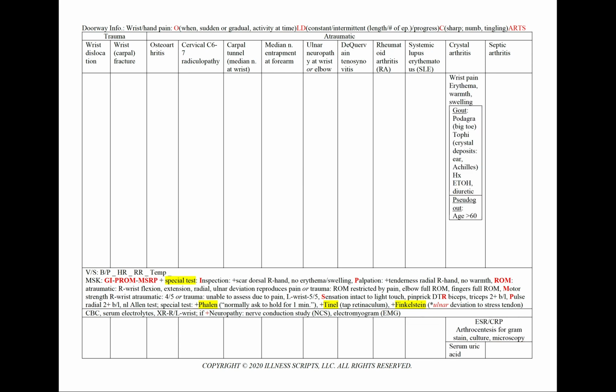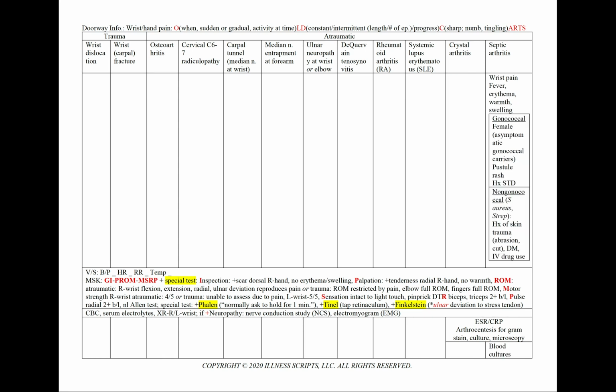In crystal arthritis, we'll find wrist pain, and now with erythema, warmth, and swelling noted in our inspection and palpation. For gout, we could see podagra in the big toe or tophi deposits, crystals in the ears or behind the Achilles. Our patient will also have a history of heavy drinking or diuretic use, and pseudogout is typically found in an older patient population. And we'll order ESR-CRP, arthrocentesis for gram stain culture and microscopy, and a serum uric acid level.